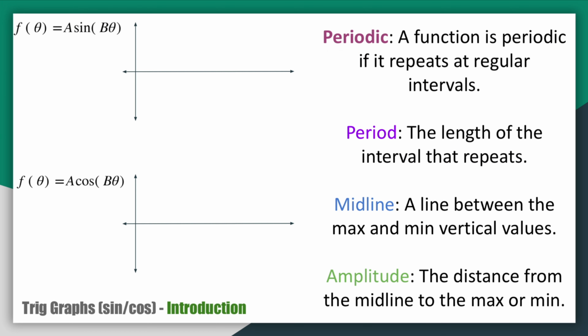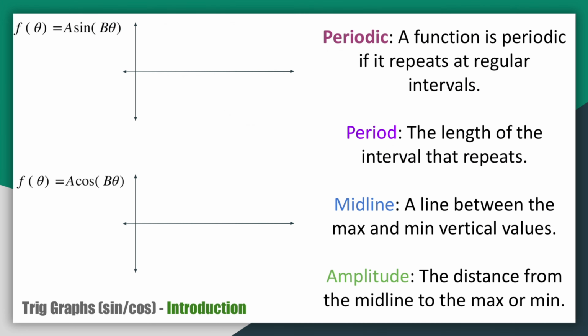Now the midline is the line between the max and min vertical values. So, if I have a sine function up here that looks like this, the midline cuts right between it, okay? And then the amplitude is the distance from the midline to the max or the minimum. So if it went up again and came down like this, and let's say we were here and this was 1, then the amplitude would be 1, okay?